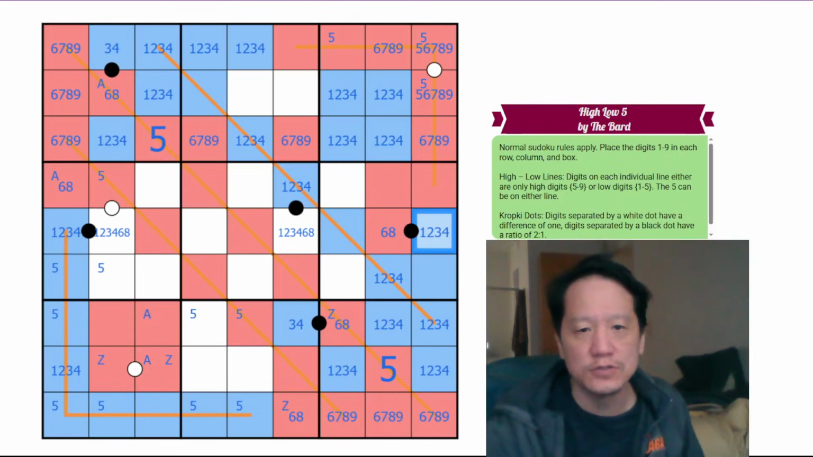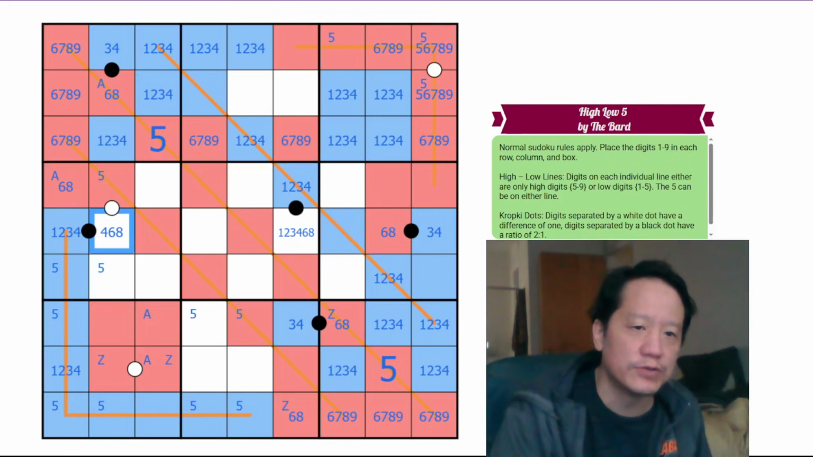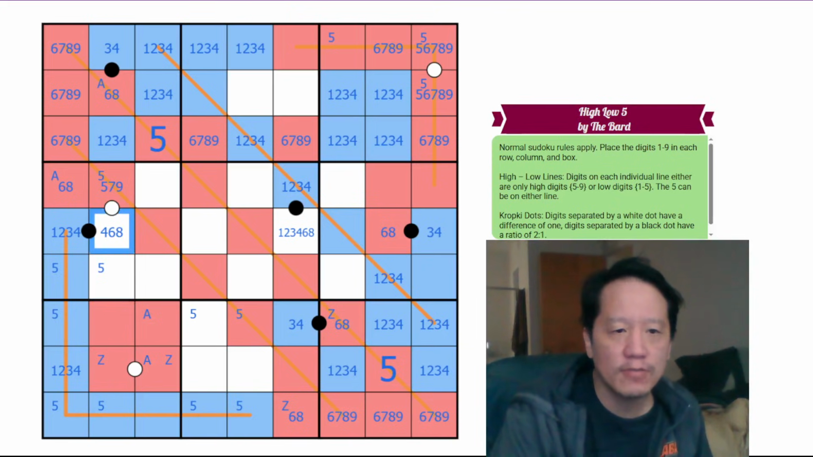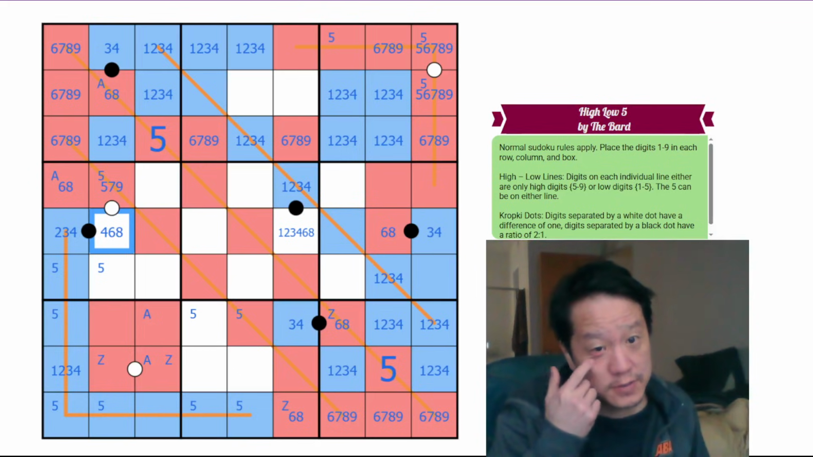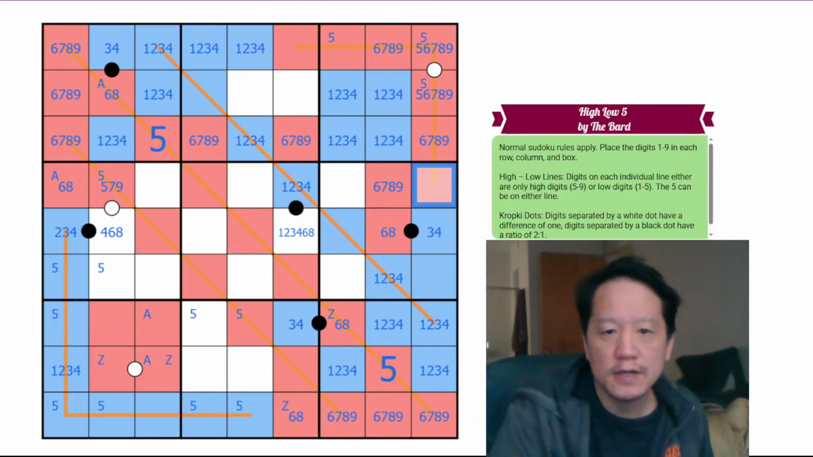6 and 8 can only be next to 3 or 4 here. This is a high digit, which is next to this digit. So this cannot be 1, 2, or 3, because this is 5 through 9 here. It's next to 4, 6, or 8, so this must be 5, 7, or 9. Therefore, this digit cannot be 1. It's 2 with 4, 3 with 6, 4 with 8 as possibilities. This digit is 6 through 9. And we have 5 through 9 here.